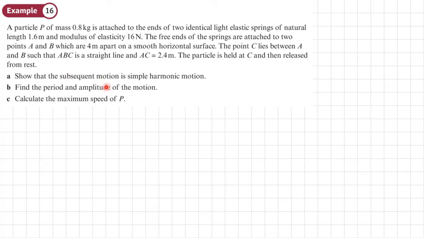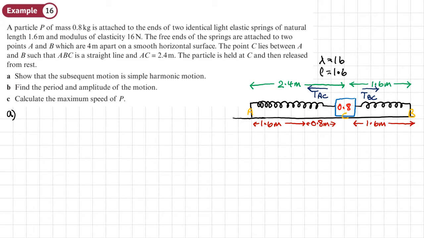So let's draw our diagram first before we have a look at these parts of the question. So part A, what we need to do is show that the subsequent motion is simple harmonic motion. So I've got my diagram here. I can see that initially the spring on this side, which I'll call spring AC, is in extension by 0.8 meters. So that's going to be the amplitude of simple harmonic motion when I need it later on. And this one initially is at its natural length.